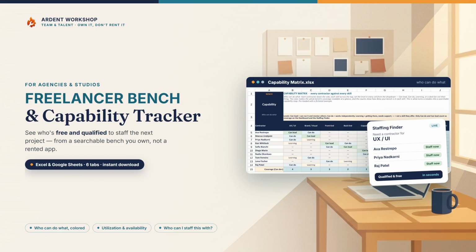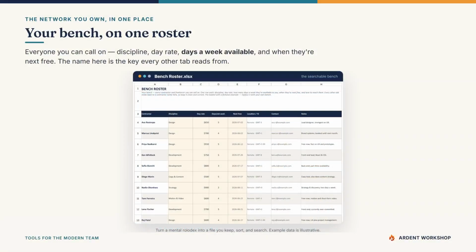searchable bench you own. It starts with the bench roster, everyone you can call on, with their discipline, their day rate, how many days a week they're available to you, and when they're next free. The name here is the key every other tab reads from. So a capability, an assignment, and a utilization row all find each other.